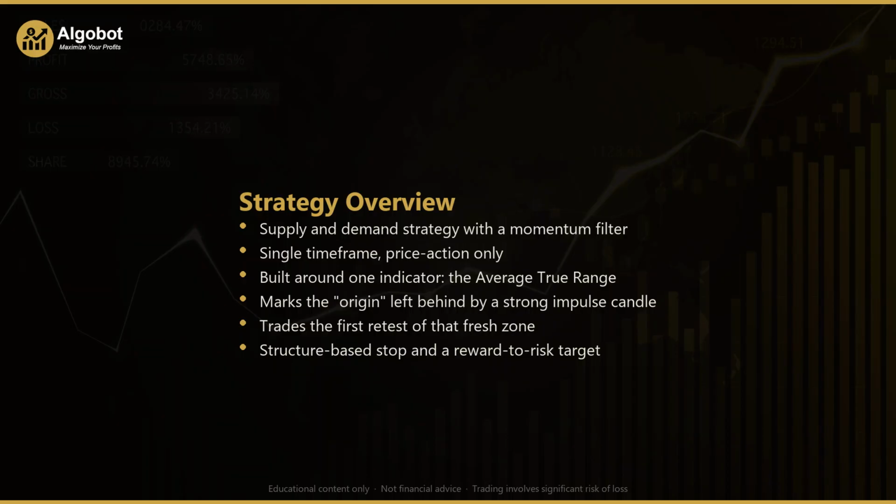A strong bullish impulse candle leaves behind a fresh demand origin below price, while a strong bearish impulse candle leaves behind a fresh supply origin above price. The theory being explored here is that these origin areas often see a reaction when price revisits them for the first time. The only indicator involved is the average true range, or ATR. The strategy uses ATR to judge whether a candle is genuinely strong relative to recent volatility, and it also uses ATR to size the zone, the stop, and the profit target. There are no oscillators and no moving averages here, just candles and volatility.